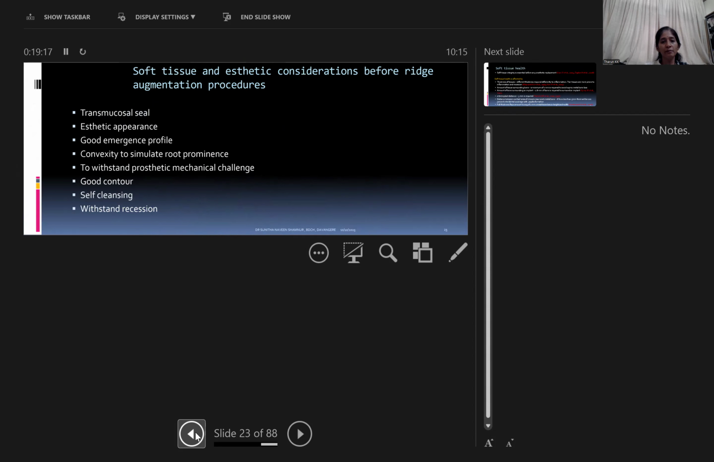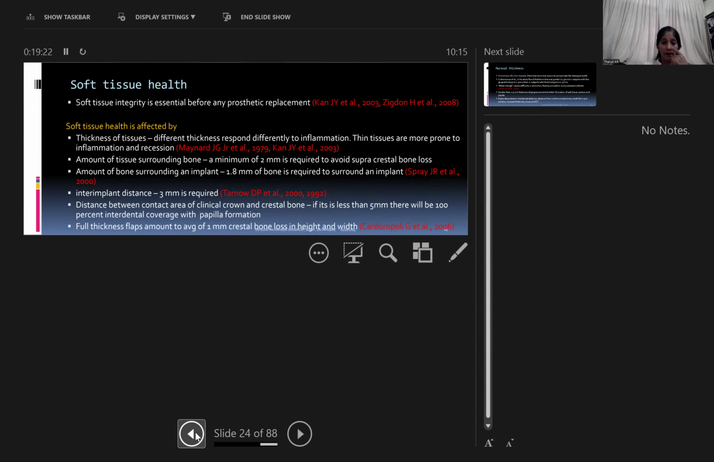Now, I've already discussed this before. Why is it important? You can make a note of all the articles given here as to why soft tissue health is important, and it's affected by the thickness, the amount of the tissues, the amount of the bone, and of course the implant distance, that is 3 mm, as given by Tarnow, the distance between the contact area of the clinical crown and the crestal bone. If it is less than 5 mm, obviously there will be a 100% chance of interdental coverage with papilla formation.